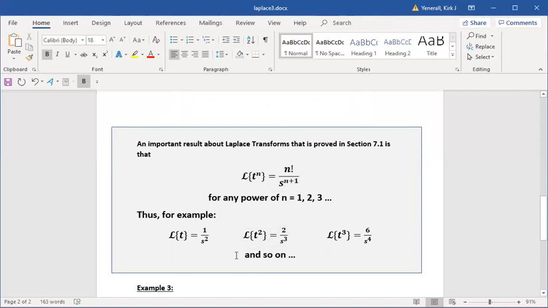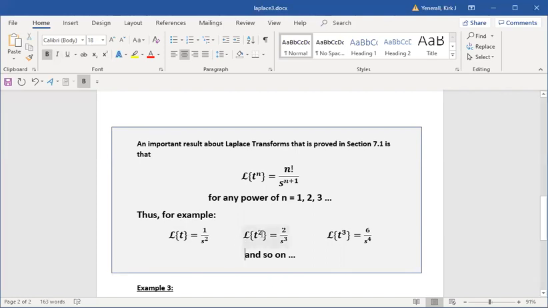So for example, suppose we had t to the first power here, and we wanted to know what's the Laplace transform of t to the first power. Well, in this particular case, since that's a first power, we'd end up with a second power of s in the denominator and 1 factorial in the numerator. So the Laplace transform of t is 1 over s squared.